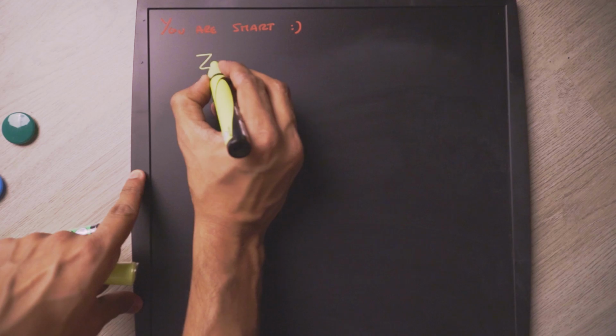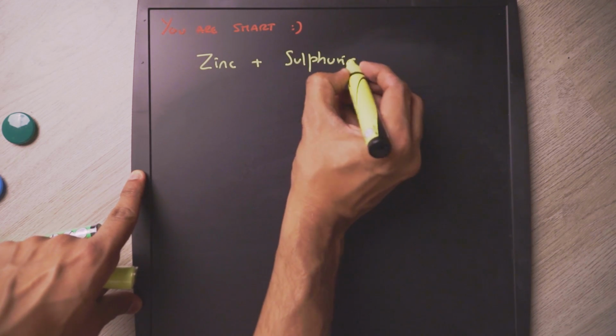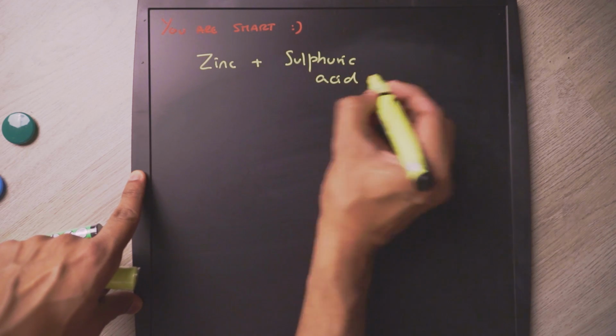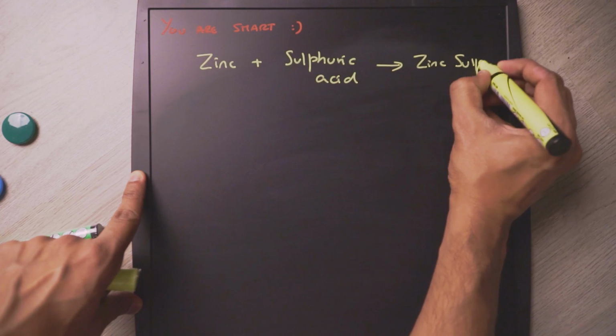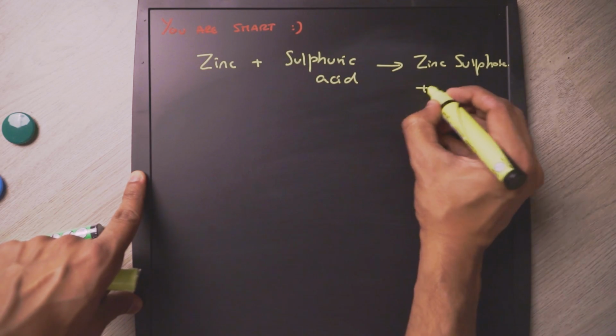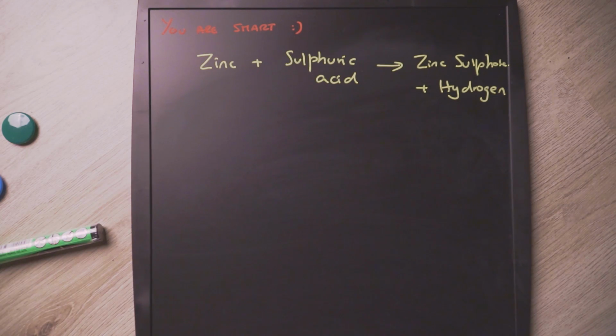Okay, this is the simplest way for you to visually understand why something has to be balanced. The next example is zinc plus sulfuric acid creates zinc sulfate plus hydrogen. So that's the word equation.